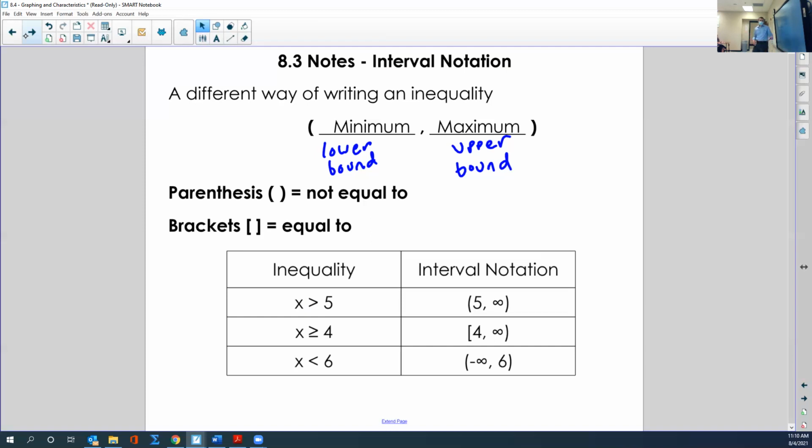So any number after 5 would not include 5. Whereas the second one, x is greater than or equal to 4, that means we start at 4 and 4 is included, and then we go anything above that. And again, we can have 2 intervals, 3 intervals, 4 intervals, where we just put a union in the middle.